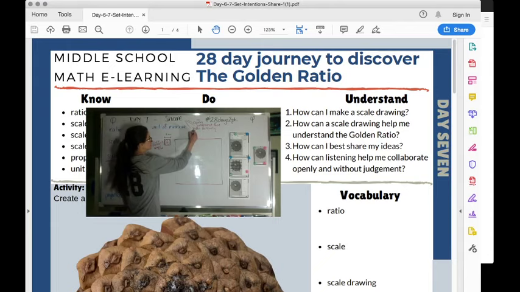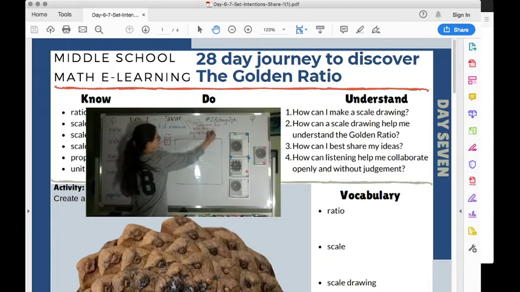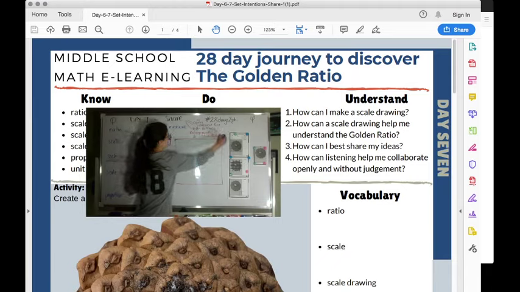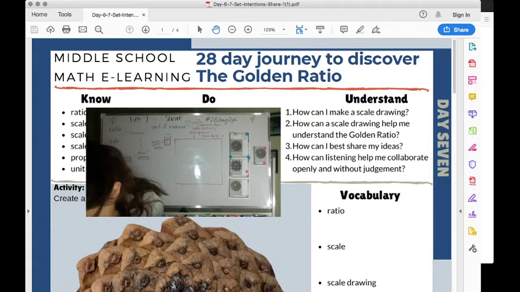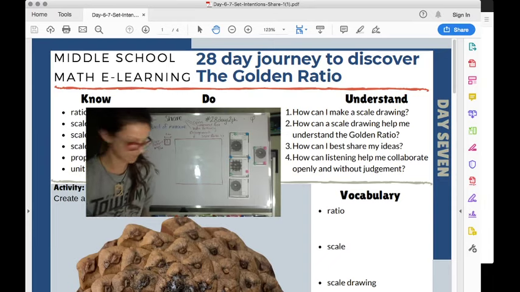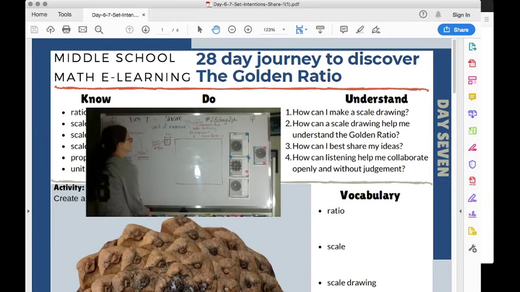Here I'm going to be doing an enlargement. So the scale factor is greater than 1. I hope you guys can see the whiteboard. And I'll use black, it might be easier.